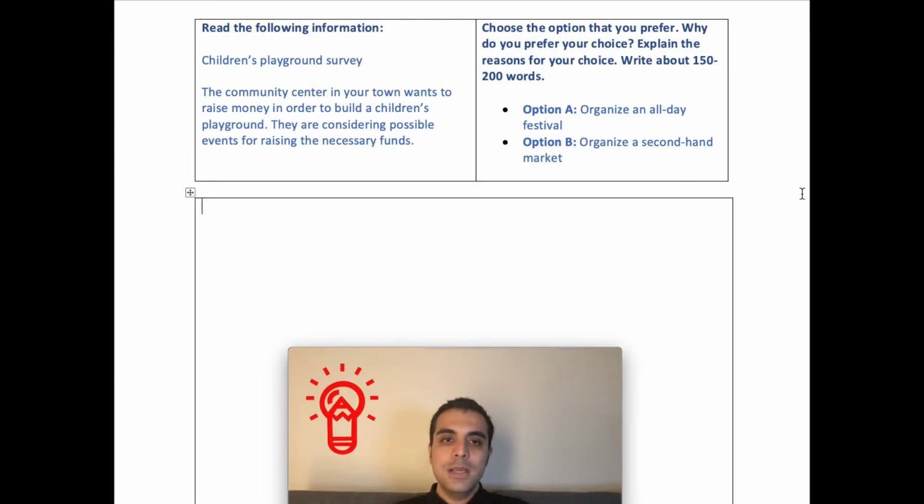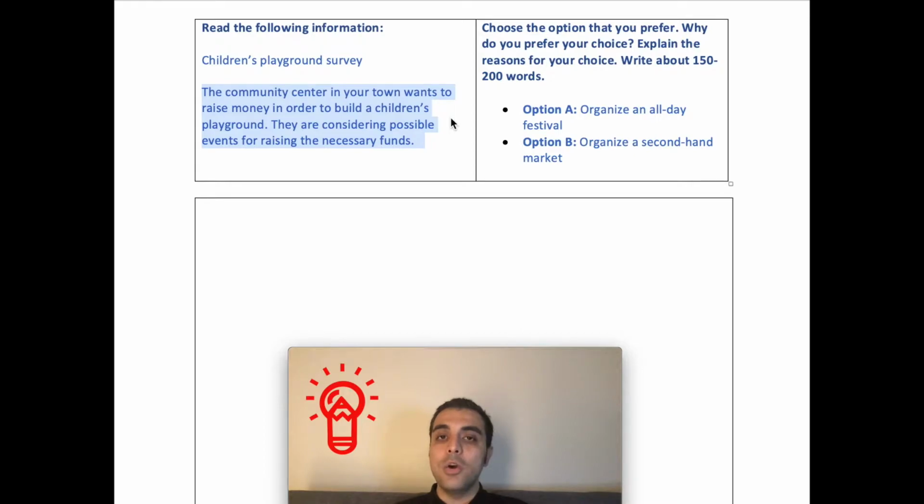In this case, it's called the Children's Playground Survey. And here are the details that we can see. It says, the community center in your town wants to raise money in order to build a children's playground. They are considering possible events for raising the necessary funds. Now, this was the description.